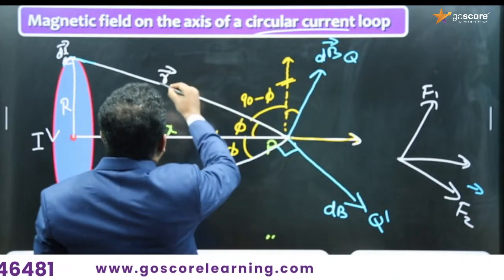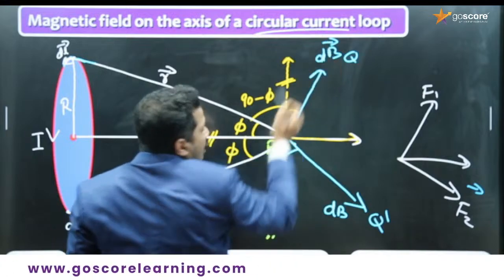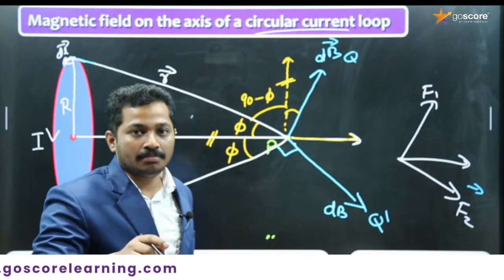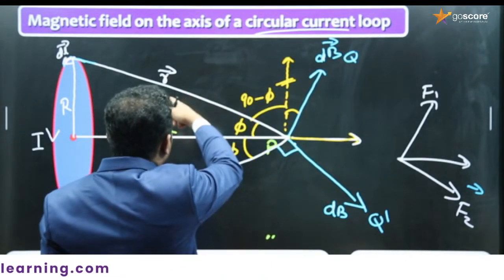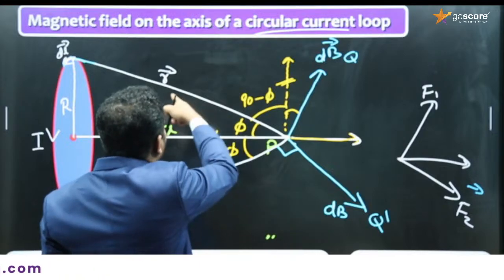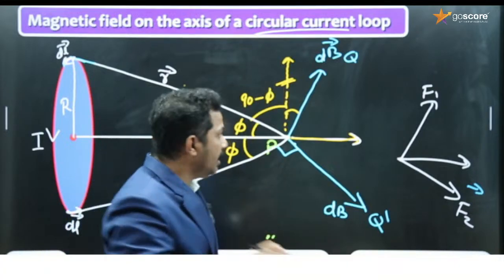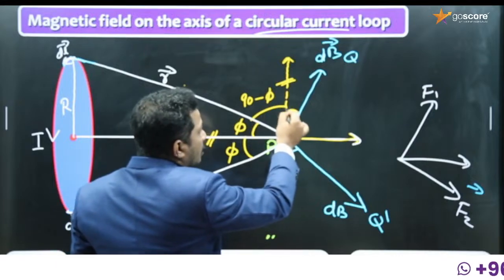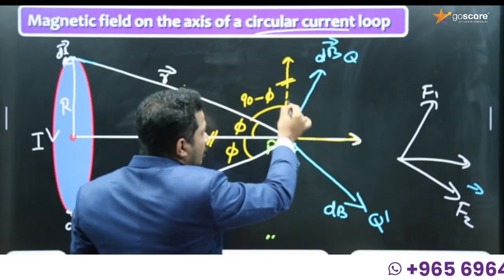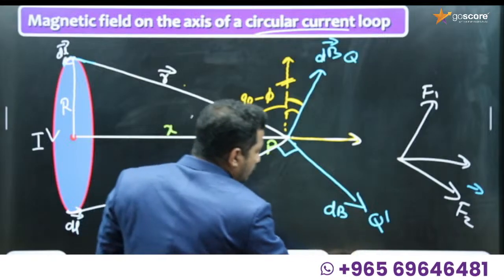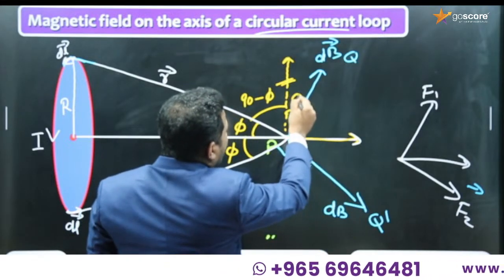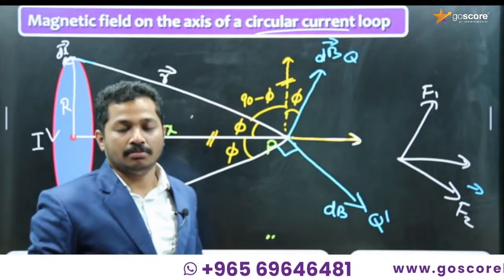Then we know that the angle between R and dB is 90 degrees, since this is a vector product of dL and R. So this is 90 minus phi, and the total angle is 90. Then it should be phi. Is that okay?